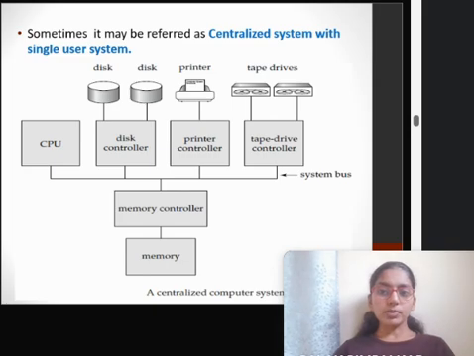Sometimes it may be referred to as a centralized system or single user system. Here is a flowchart of a centralized computer system where CPU, disk controller, print controller and tape drive controller are connected via memory controller and then memory.